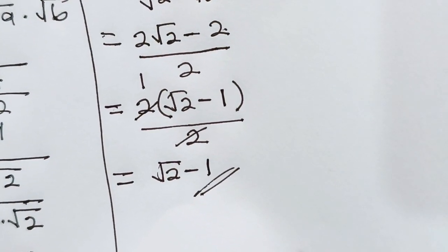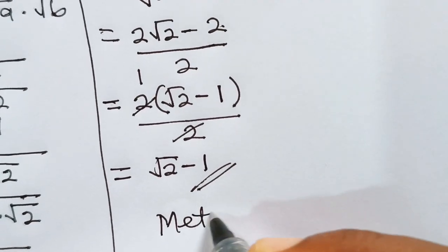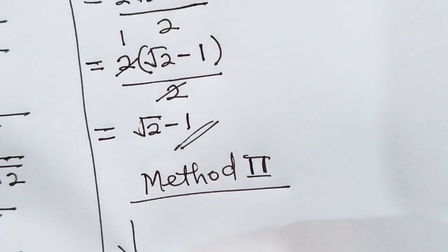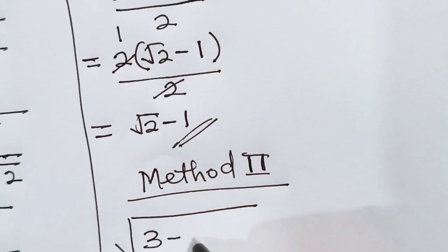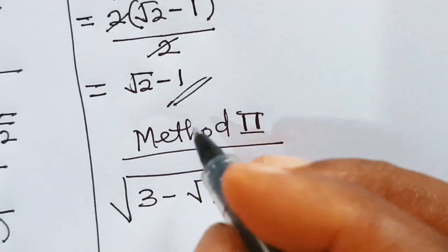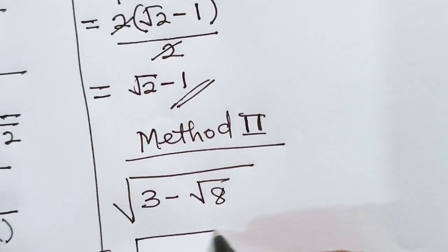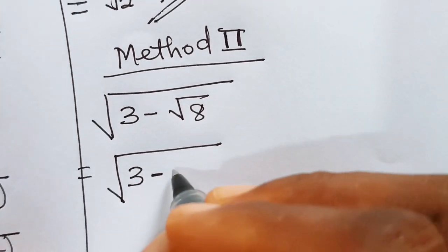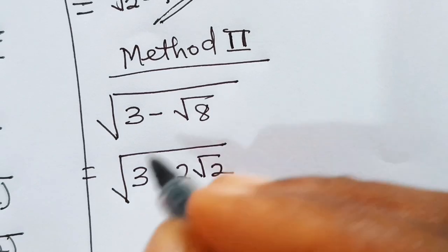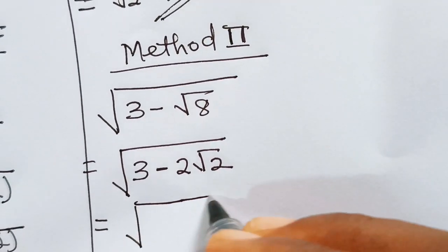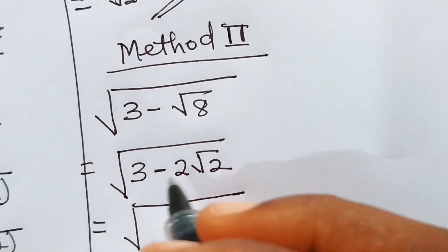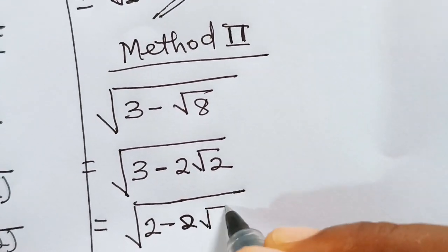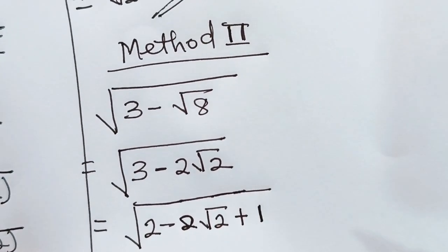Now remember, I told you there is another solution that will give us this answer in less than 1 minute. Okay, now the question says the square root of 3 minus root 8. So this is equal to the square root of 3 minus, we already found root 8 to be 2 root 2, right? 2 root 2. So we can write this as the square root of, now 3 can be written as 2 plus 1, right? So let's write 2 here and then write plus 1 here.